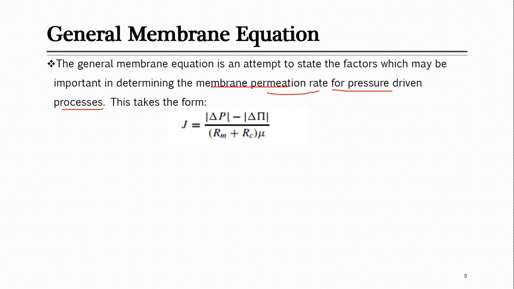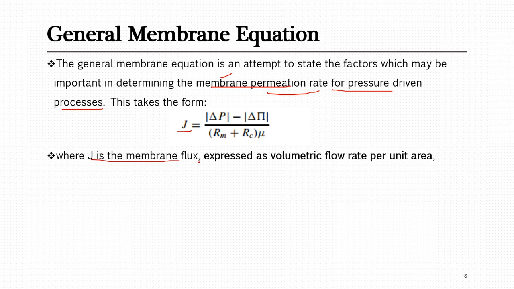So J is equal to (delta P minus delta pi) divided by (Rm plus Rc) into mu. Let's look at these terms. What do all these terms in this equation mean? J, as we said, indicates the membrane permeation rate, so J is actually called the membrane flux. What does membrane flux mean? It is the volumetric flow rate of something per unit area through the membrane. Suppose any liquid is passing, it will be the volumetric flow rate of that solvent per unit area. If some gas is passing, it will be the volumetric flow rate of that gas per unit area. Any species that passes through the membrane is called permeate. So this will give us the flux, or permeation rate, of that permeate.